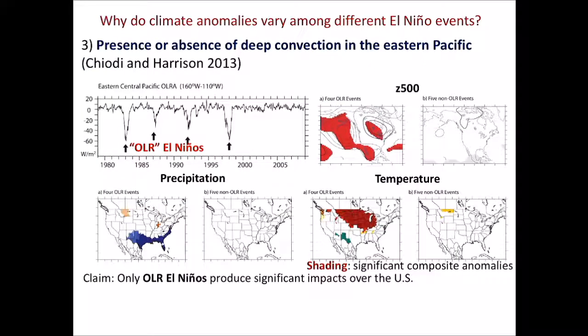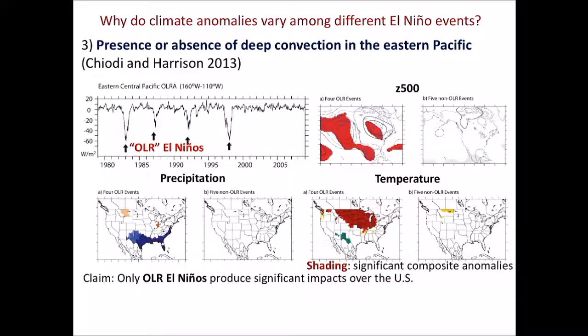Okay, and then the third idea I just want to bring out, recently proposed by Chiotti and Harrison, is that the key factor is the presence or absence of deep convection in the Eastern Pacific. They've categorized all the El Nino episodes in the satellite era, since 1979, and they termed only the El Ninos that have deep convection in the Eastern Pacific as OLR El Ninos. You can see in the record there are 4 such OLR El Ninos. And they argue that only OLR El Ninos produce significant impacts over the US.